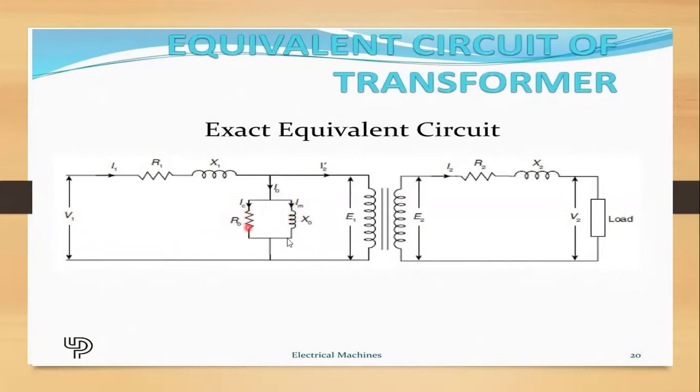So these are the no load components. R naught and X naught are called the no load components of the transformer. Under no load conditions, these are present in the core of the transformer. Okay, so I naught is divided into Iw or Ic, and then Im.